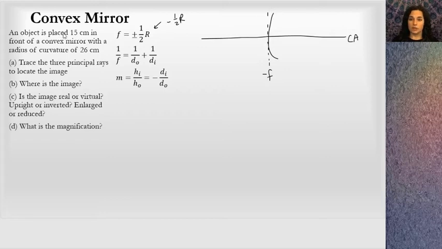It says an object is placed 15 centimeters in front of a convex mirror with a radius of curvature of 26 centimeters. So we know that the focal length is going to be negative half of 26, which is negative 13 centimeters. So I'm going to draw these things on my sketch here. There's a focal length, and I'll put it back here. Focal length, negative 13 centimeters, back here.